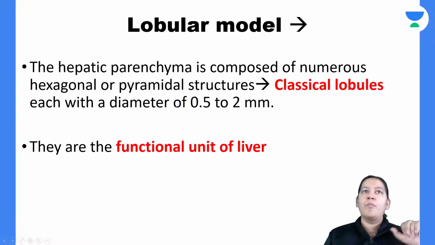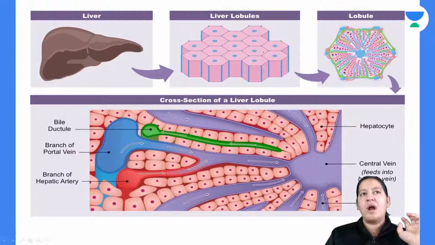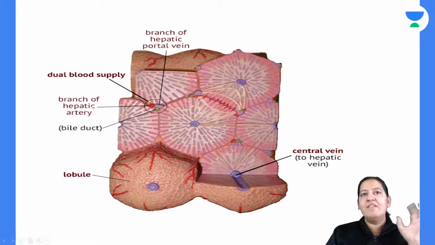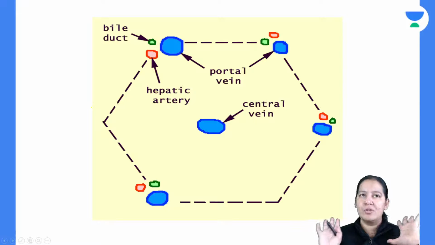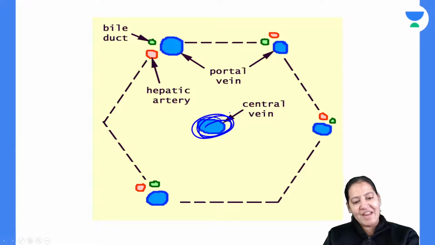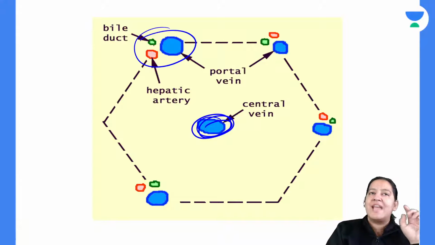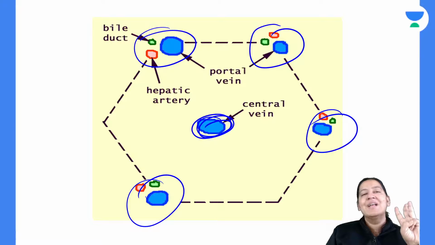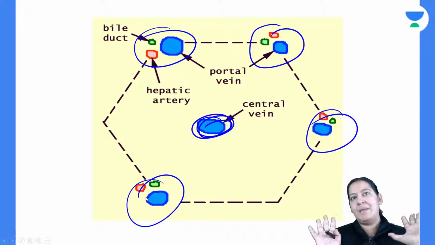Now I explained the lobular model of the liver yesterday. If you cut the entire liver into multiple pieces, you will see the entire liver is arranged in multiple hexagonal lobules. So this is a lobule. At the center of the lobule, there is the central vein, and at the periphery, you have portal triads having one hepatic artery, one portal vein and one bile duct, right? So these are the portal triads present at the periphery.